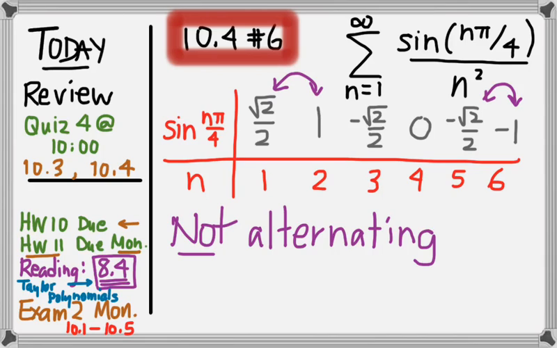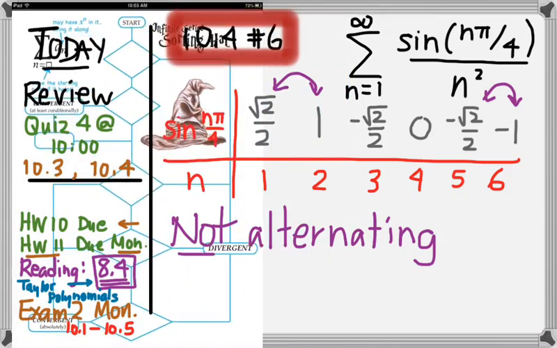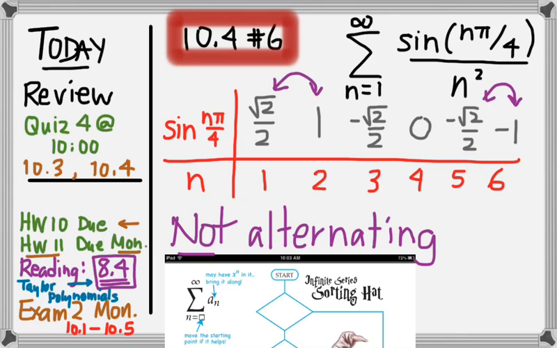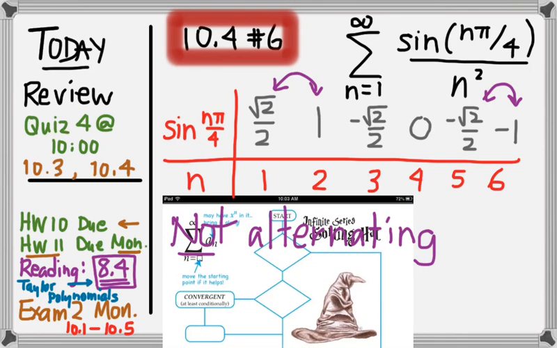So since this is not an alternating series, when we use the sorting hat to try to figure out what's going to happen with this one, then on the sorting hat, this is just going to fall right through the alternating series test. So when it asks the question, is it an alternating series, we say no. Which means we're going to have to analyze the series with a different tool. The alternating series test is not going to do it for us. So what can we do instead?